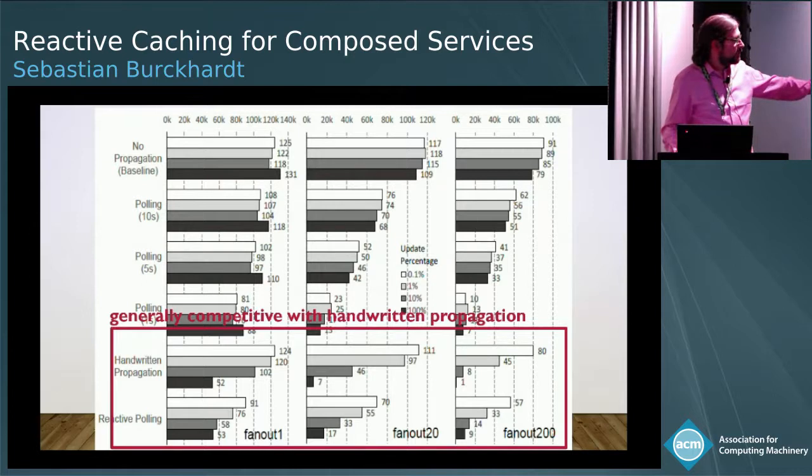Generally, our performance is competitive with handwritten propagation. We are a bit slower, mainly because of non-optimal scheduling behavior, which could probably be improved. One place where we are better than handwritten propagation is when you have super heavy load, in which case our back pressure optimization will make this better than handwritten propagation. You would have to also implement the back pressure for that.